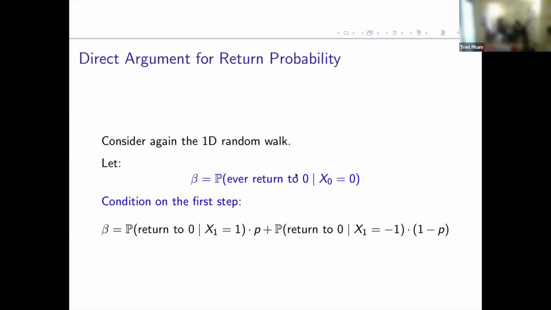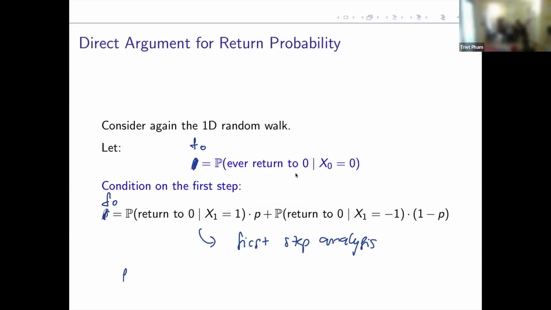So here we give it a different name, but it's really f of 0, right? Okay. And this is the so-called first step analysis, right? So just like how we just solved that homework problem, you can write this as this. That's actually that notation.